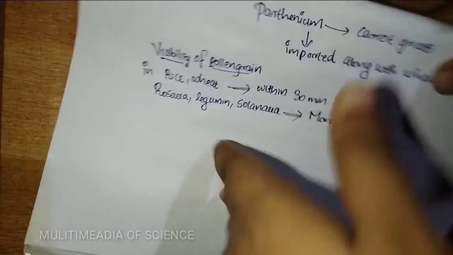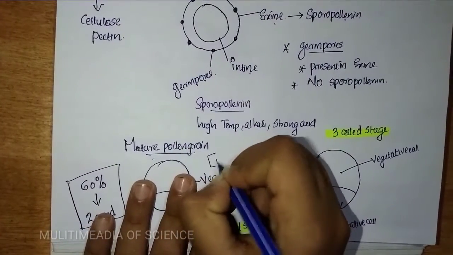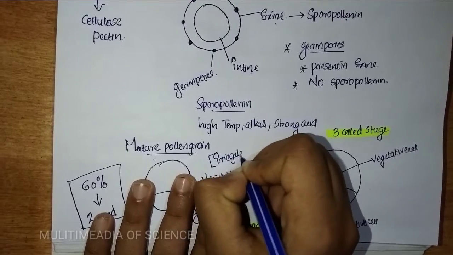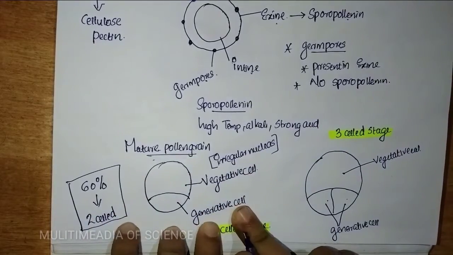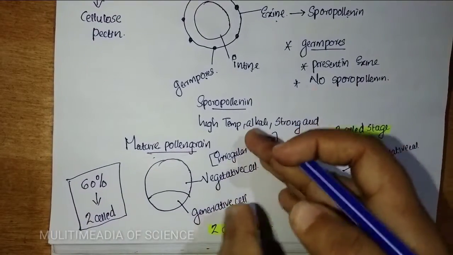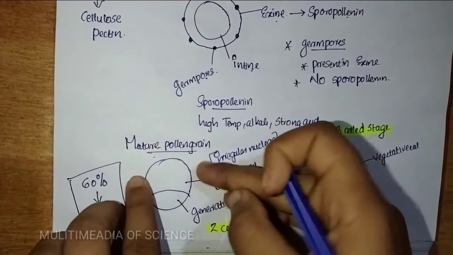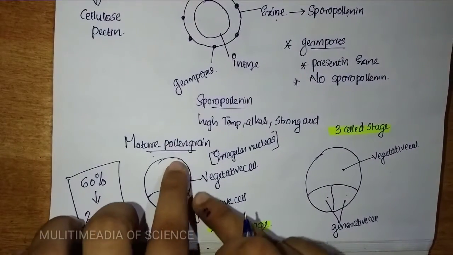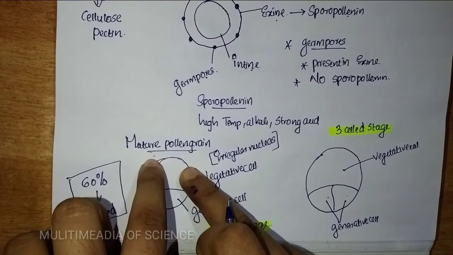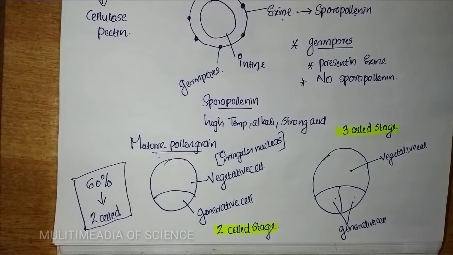Then some more points about the vegetative and generative cell. The vegetative cell has an irregular nucleus. The generative cell floats in the vegetative cell. The vegetative cell is much larger than the generative cell, so the generative cell is floating in the cytoplasm of the vegetative cell. Clear?